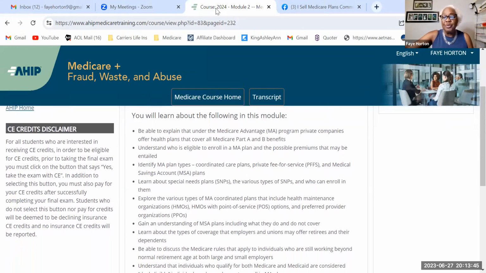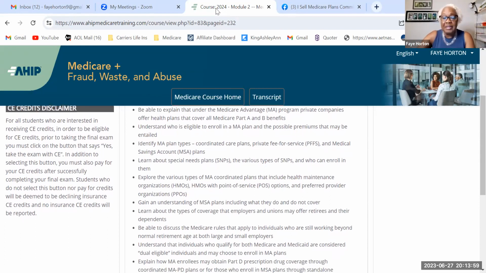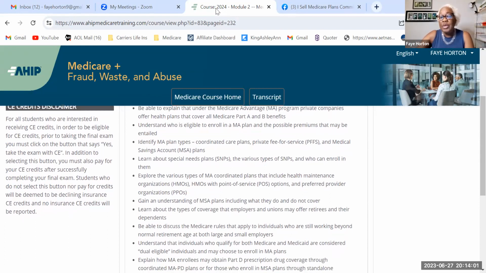And in this module, these are the things that you're going to learn. You're going to be able to explain that under the Medicare Advantage program, private companies offer health plans that cover all Medicare Part A and Part B benefits. You'll understand who is eligible to enroll in a Medicare Advantage plan and the possible premiums that they may have to pay.